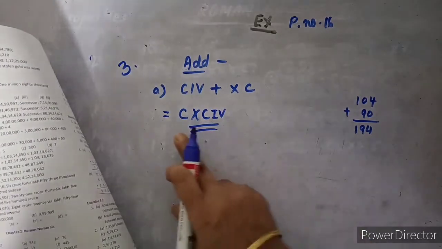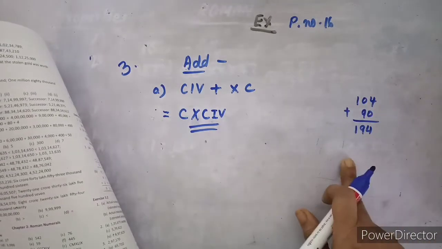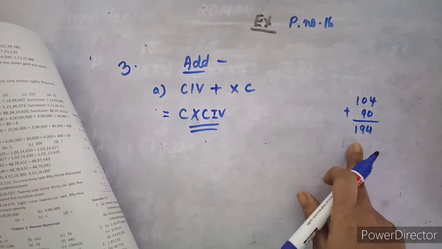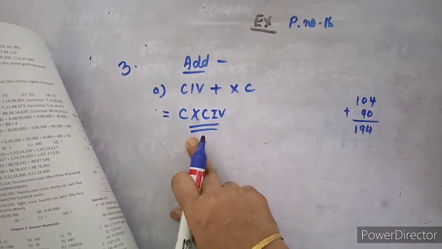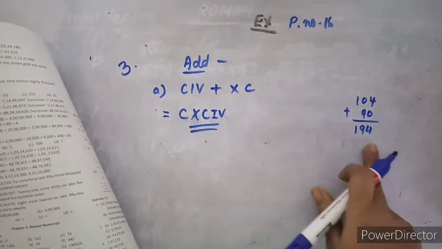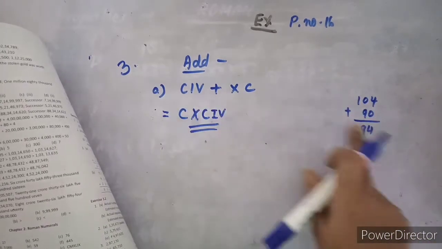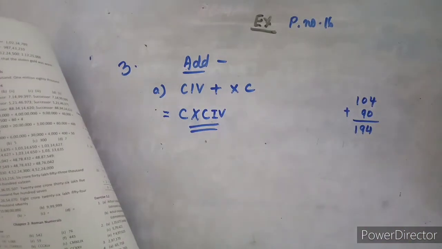So this is 94. So write on your right hand side the Hindu Arabic system, okay, and your Roman numeral. Okay, so this will be easy for you. 104 and 90, if you write it like this, it will be easy for you. Okay. Now go for the second.